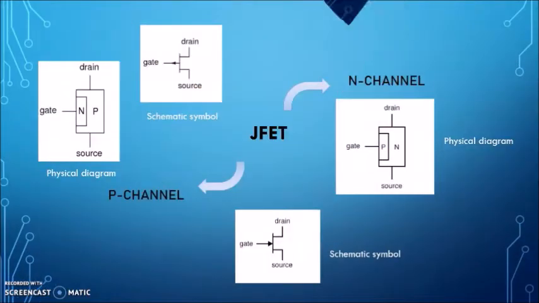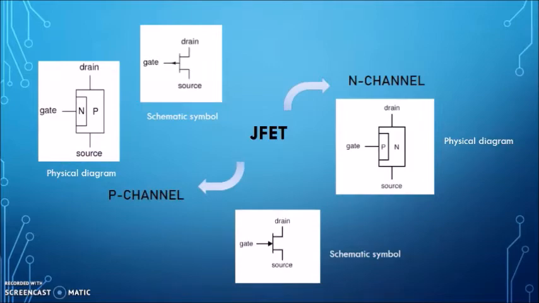Let's see what JFET has. In JFET there are two types of channel, which are N channel and P channel. You can identify the type of channel by identifying the substrate for each channel, like shown in the pictures. Here we can see the physical diagram and the schematic symbol of JFETs.